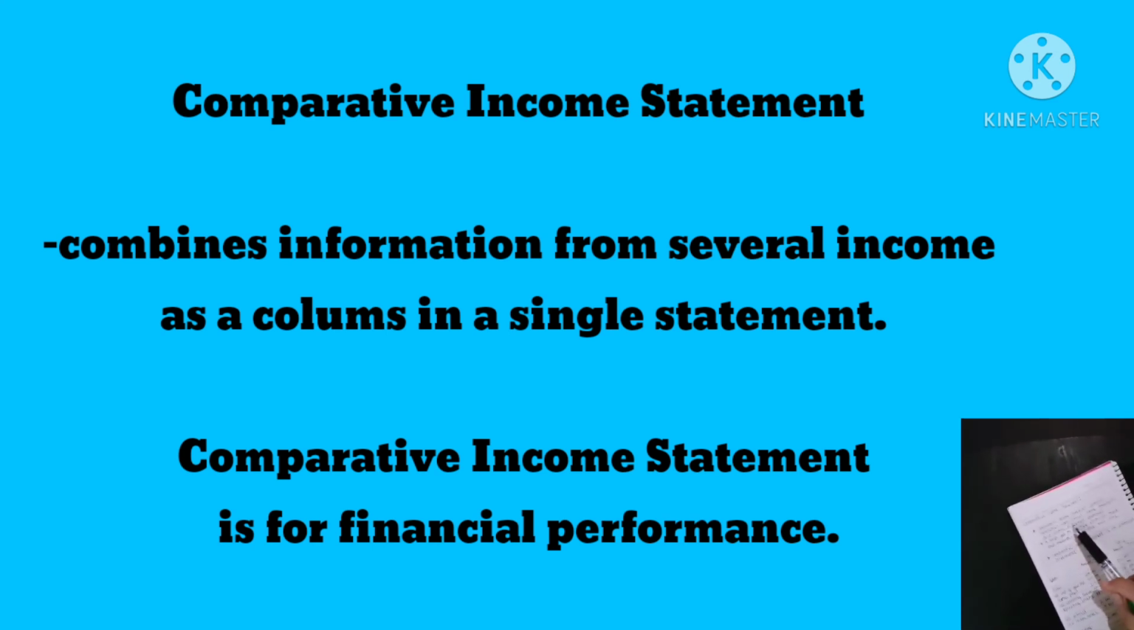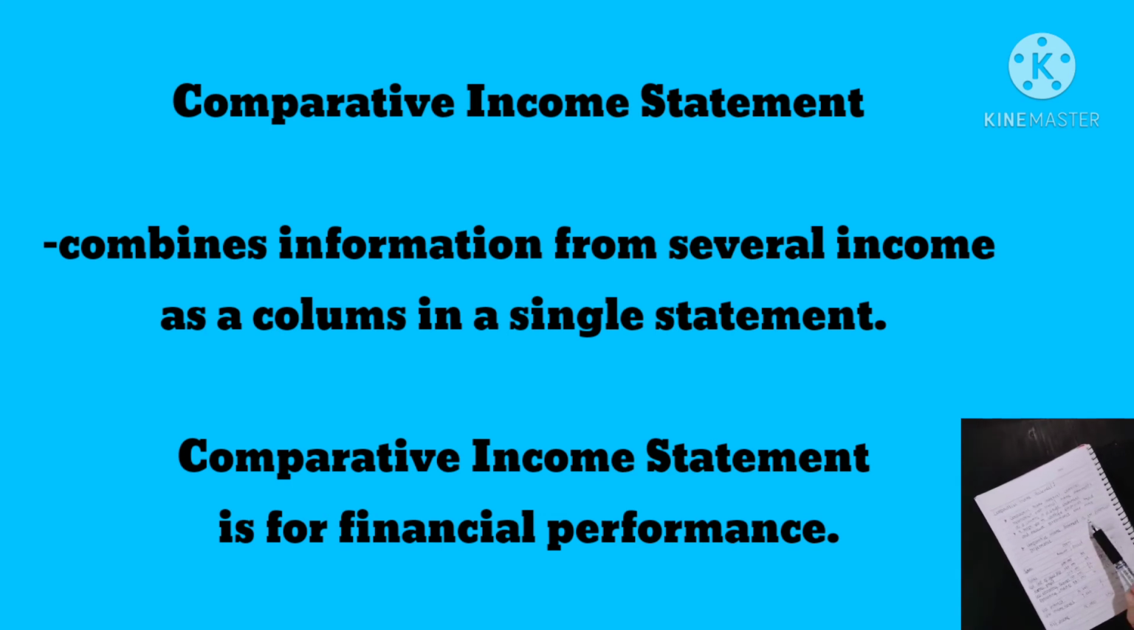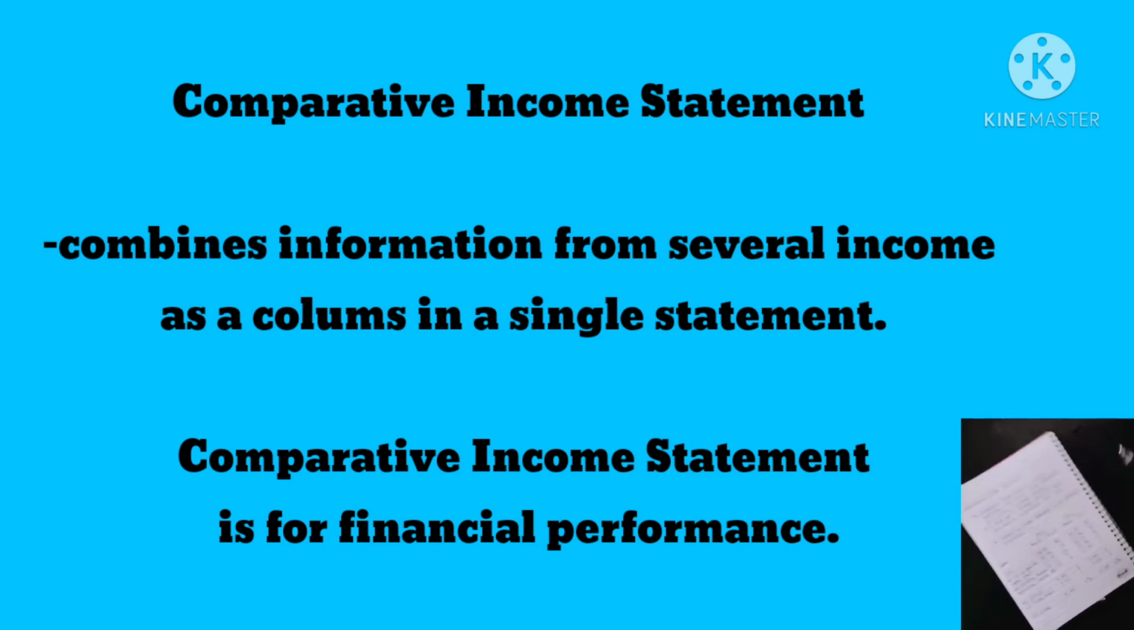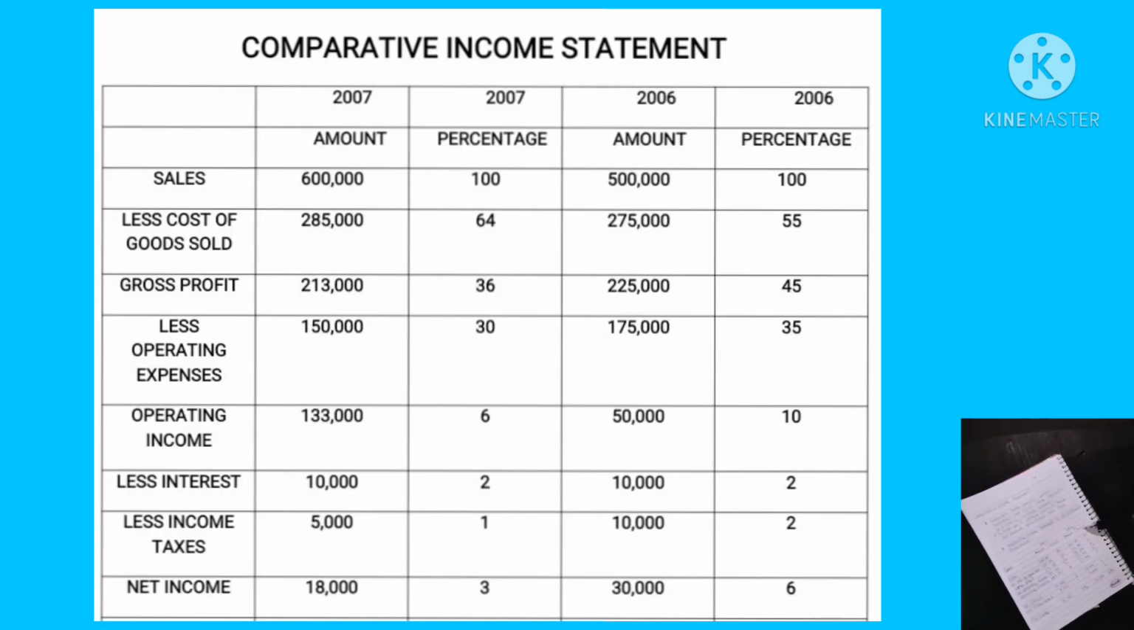It says here that a comparative income statement combines information from several income statements as columns in a single statement. So, it helps you to identify financial trends and measure performance over time. In basic words, the comparative income statement is for financial performance. The income statement is more detailed compared to the comparative balance sheet, because in the comparative balance sheet, only the years 2018 and 2017 are shown.